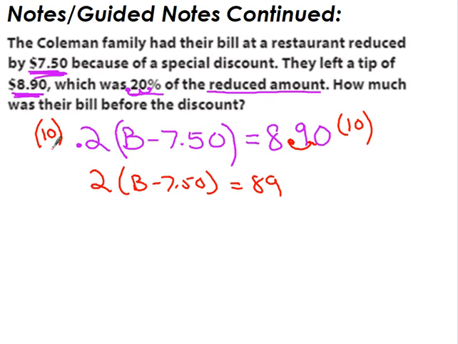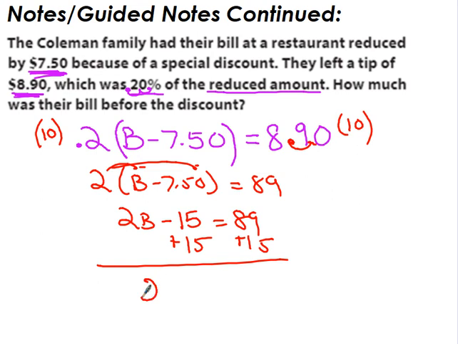So this was just a quick shortcut, but the big thing here is when we multiply everything to get rid of the decimal, we don't have to do it inside the parentheses, because when I do the distributive property, I'm actually carrying that 10 inside the parentheses. So I don't want to multiply by 10 twice. So now I'm going to solve 2b minus 15 equals 89. I did my distributive property. 2 times negative 7.50 is negative 15. I'm going to add 15 to both sides. So I get 2b equals 104. Then I can divide by 2.